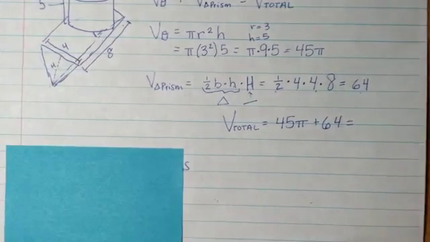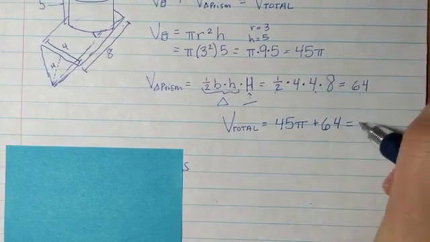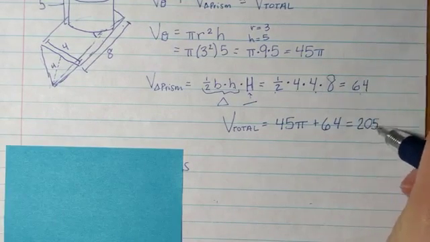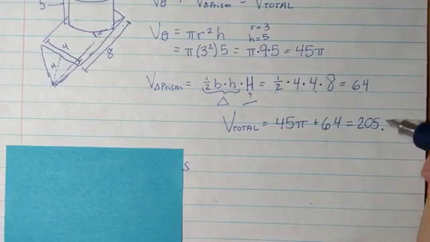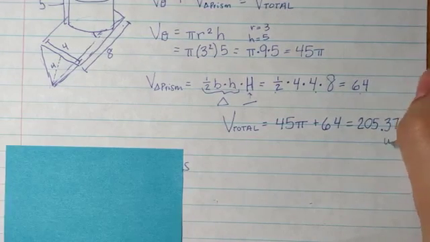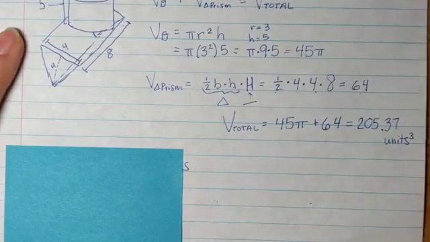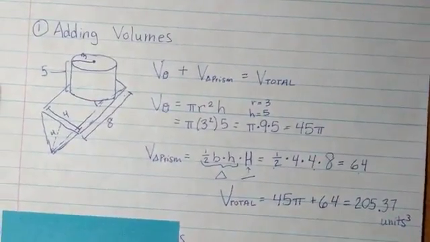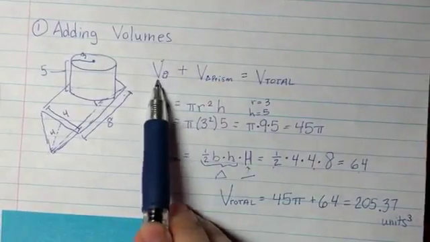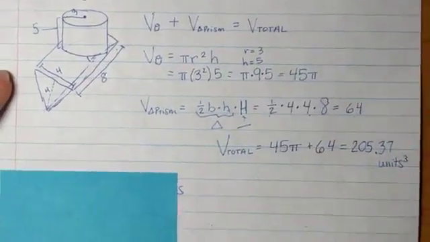And this ends up being 205.37. And now we don't have any units, so I'm just going to write units. And since it's volume, it's going to be units cubed. All right, so that sums up my adding volumes. We add the cylinder to the prism to give us the total.